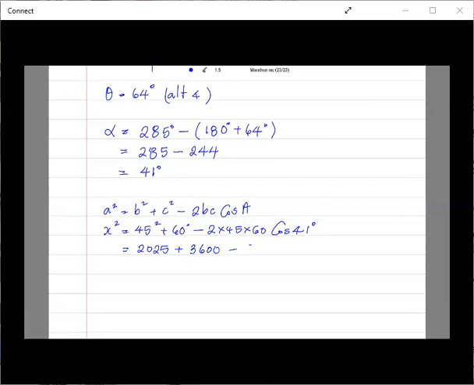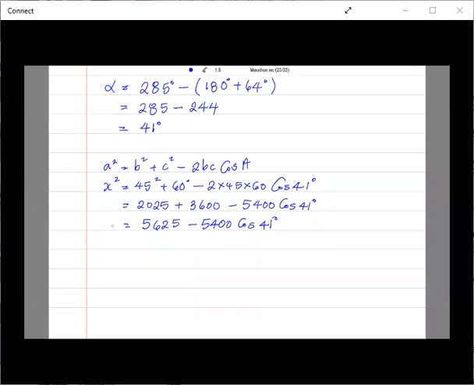So this is minus 5,400 cosine 41 degrees. This is 5,625 minus 5,400 cosine 41 degrees. Now, the opposite of square is square root. So x would be the square root of all of this, and I would simply put that in my calculator and press equal.